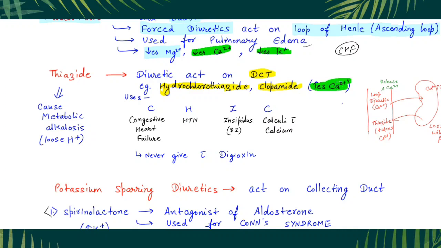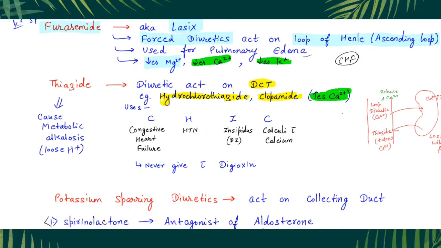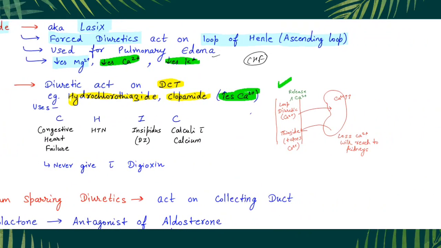Which diuretic decreases the calcium? Furosemide. Which diuretic increases the calcium? Thiazide. Okay. So remember, suppose there are blood vessels and a kidney. Loop diuretics release the calcium, so they will decrease the calcium in the blood vessels and increase the calcium in the kidney. Thiazide has the opposite effect. It will increase the calcium in the blood vessels, and less calcium will reach the kidney, meaning decreased calcium in the kidney.